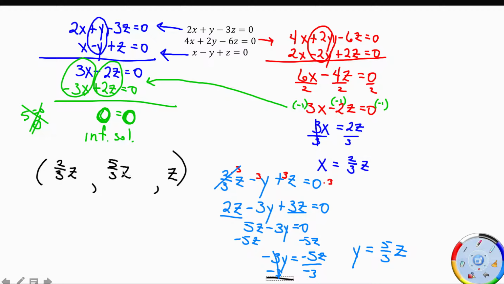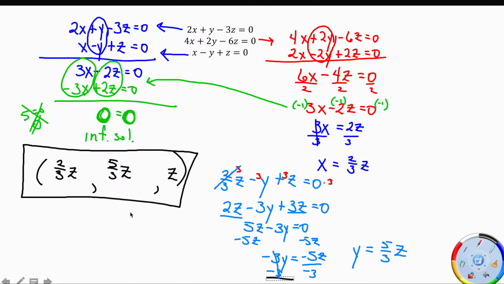There is an infinite number of solutions and they fit this format. So you can find as many solutions as you choose. One of them is if z is 0, 0, 0, 0. If z is 1, x is 2/3, y is 5/3. If z is 2, x is 4/3, y is 10/3, etc., etc. Okay, let me know if you have questions.